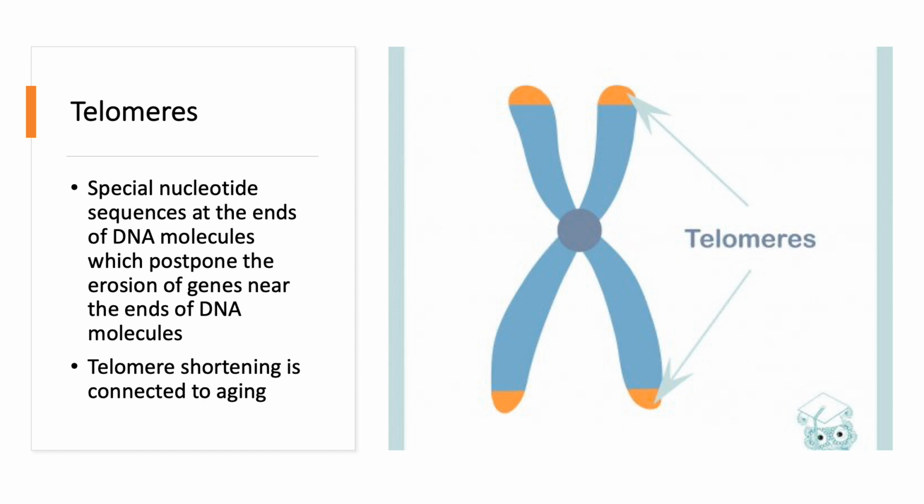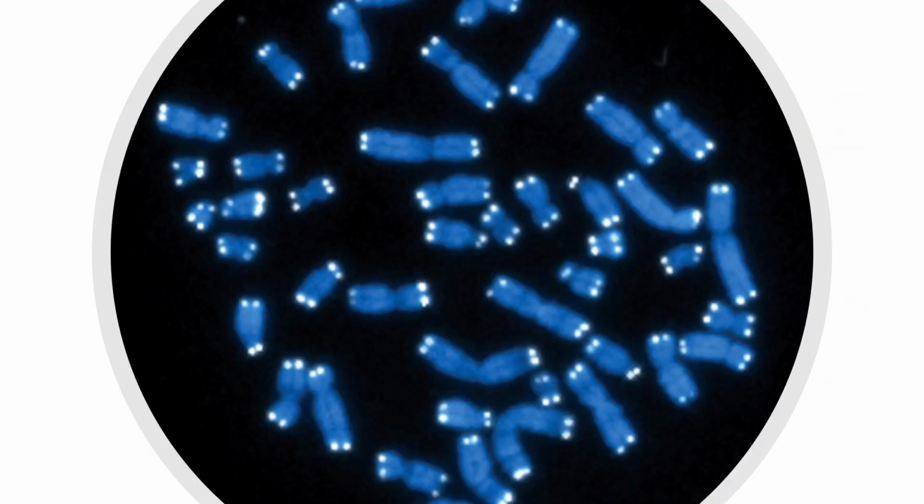Telomeres do not prevent the shortening of DNA molecules, but they do postpone the erosion of genes near the ends of DNA molecules. It has been proposed that the shortening of telomeres is connected to aging. Telomeric DNA acts as a kind of buffer zone that protects the organism's genes. In addition, specific proteins associated with telomeric DNA prevent the staggered ends of the daughter molecule from activating the cell systems for monitoring DNA damage.